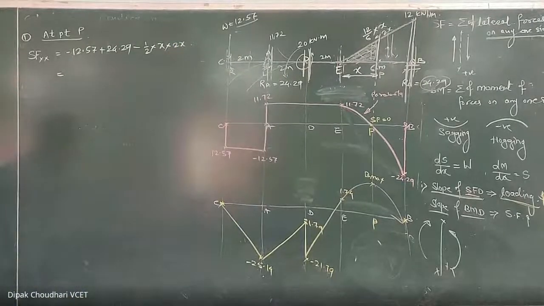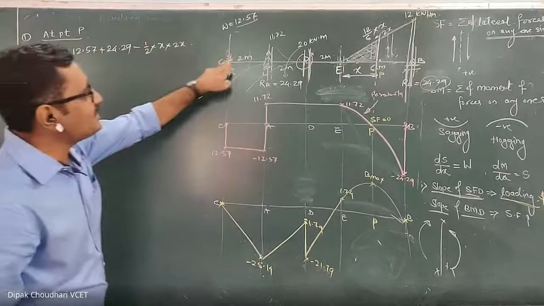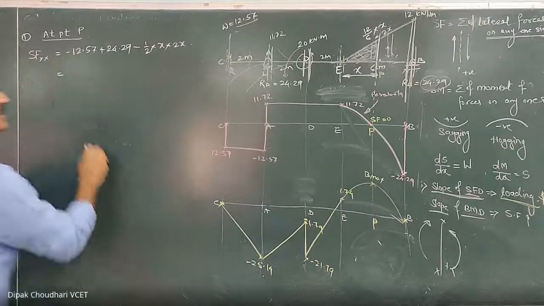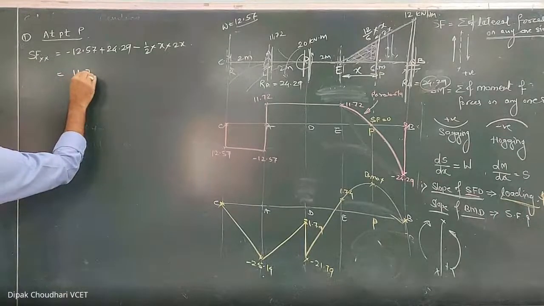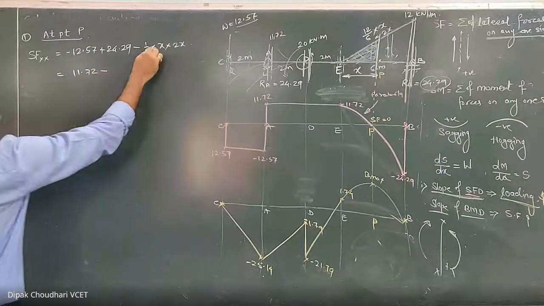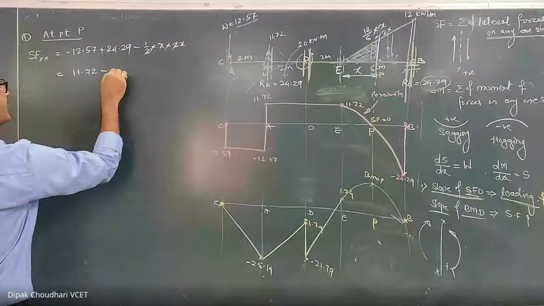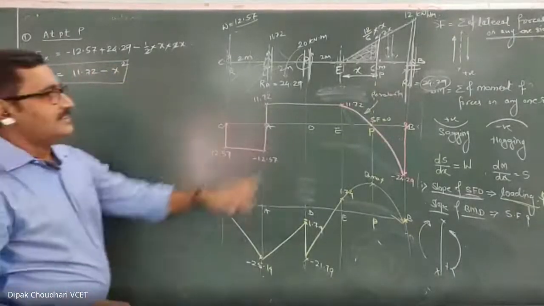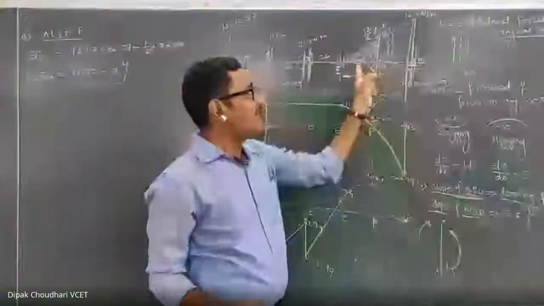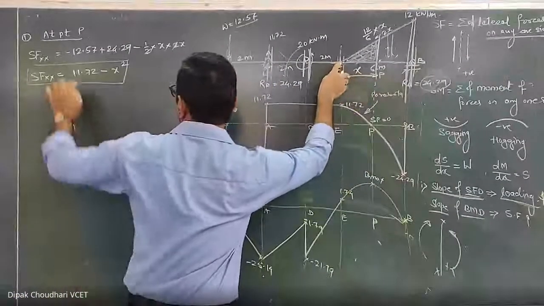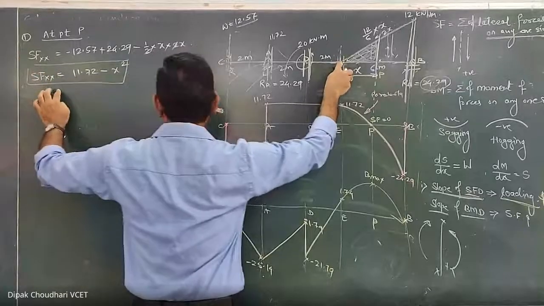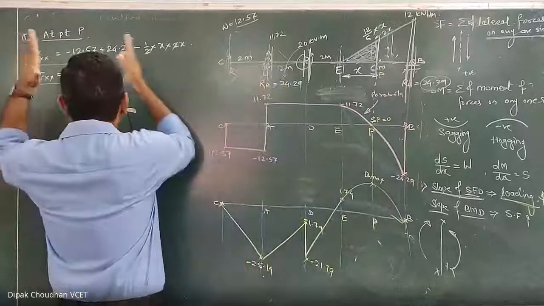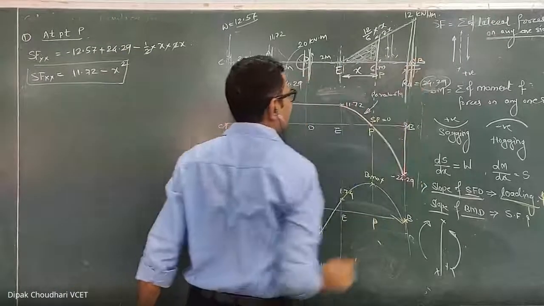So if I simplify this, ये दोनों का summation कितना आया था अपना? Is it 11.72 minus, ये 2 get cancel, minus x square. This is the general equation of the shear force. This equation is valid between E and B. अगर ये equation में x equal to 0 substitute किया तो आपको shear force at E मिलेगा, और ये equation में x equal to 6 डाला तो you will get the shear force at point B. This is the general equation of the shear force between E and B.